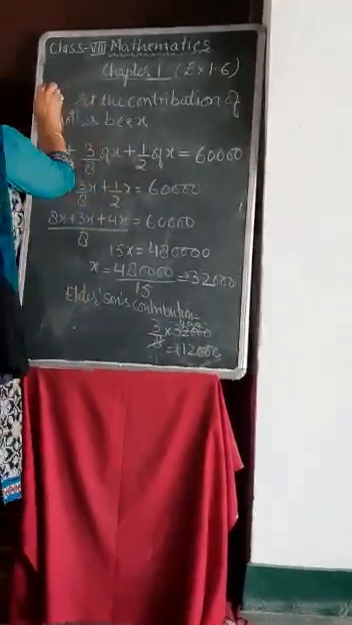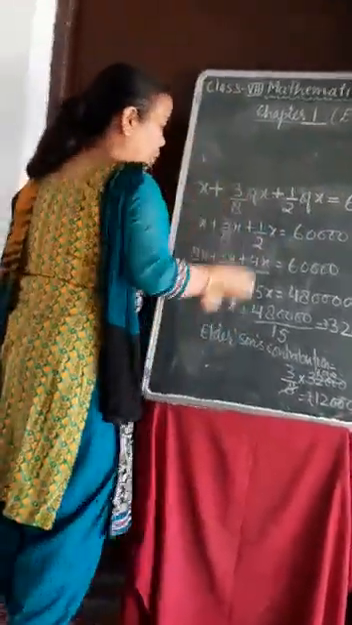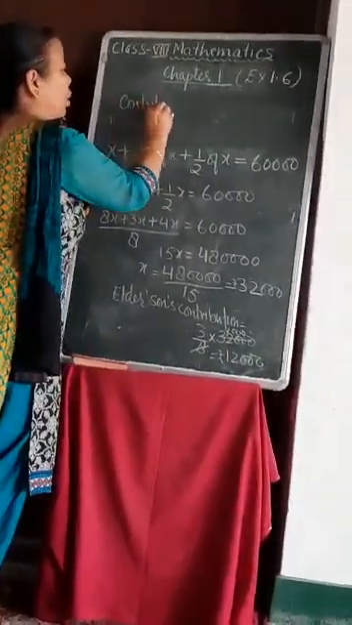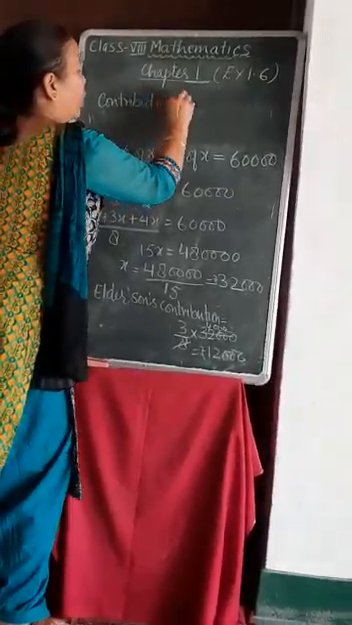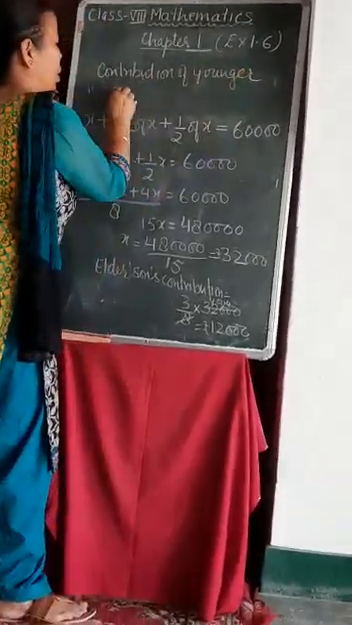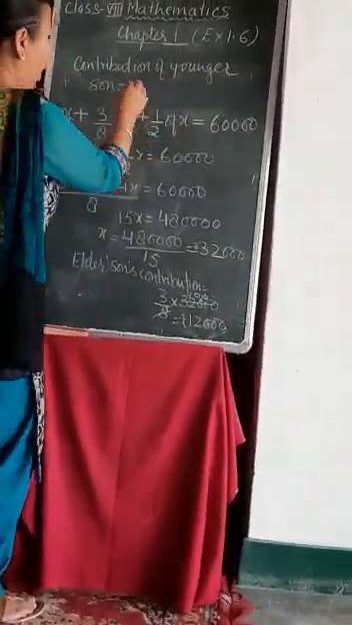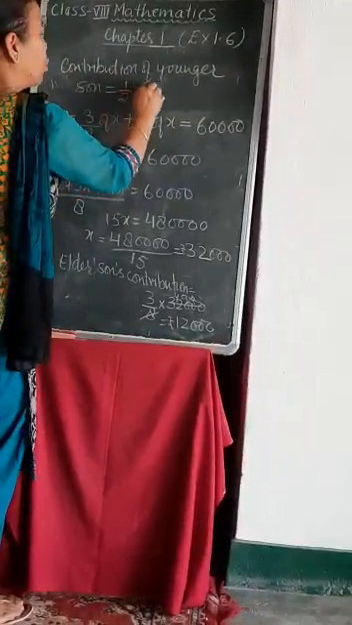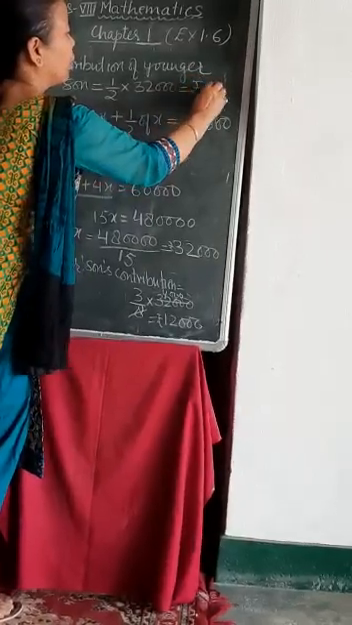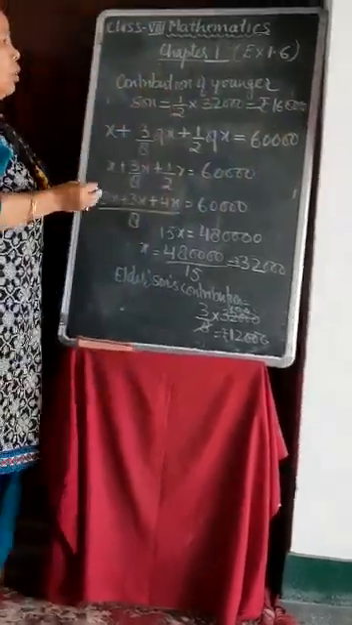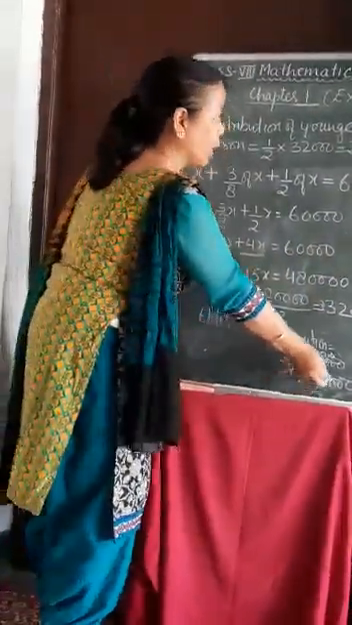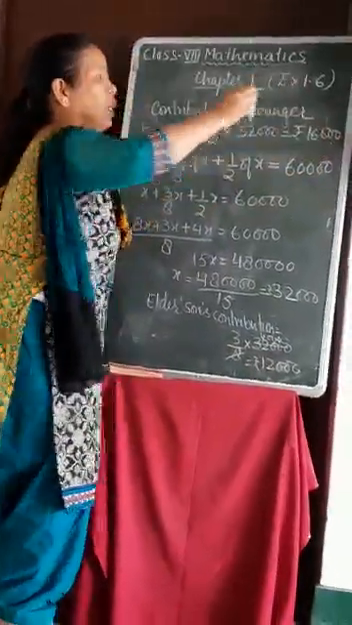And now we have to find out the contribution of the younger one. Contribution of the younger son is equal to half of the mother's contribution, which is 32,000. So half of this is 16,000. So the mother's contribution is 32,000, the elder son's contribution is 12,000 and the younger son's contribution is 16,000.